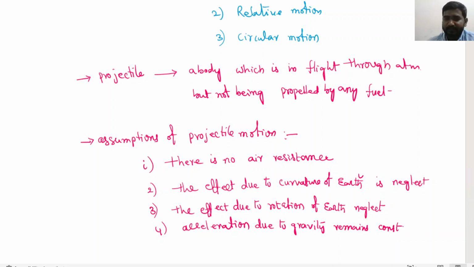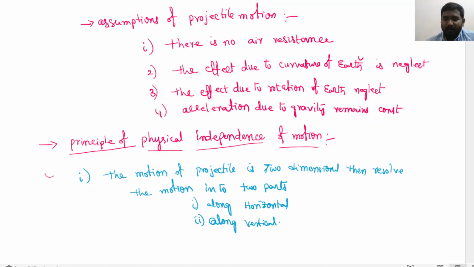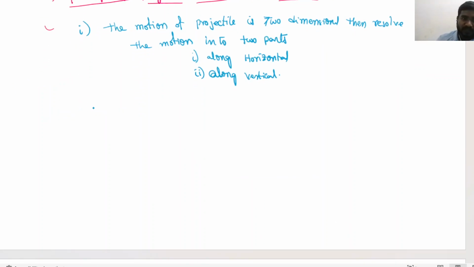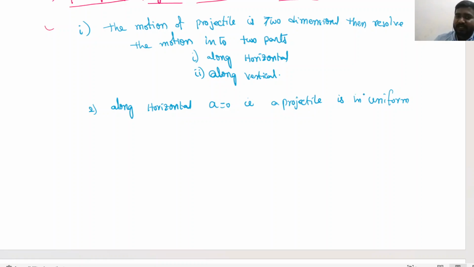Copy this one. Resolve the projectile motion into two dimensions: one along the horizontal, one along the vertical. Along the horizontal, acceleration equals zero. Means the projectile is in uniform motion. Why? Because acceleration equals zero. Therefore, the projectile is in uniform motion.